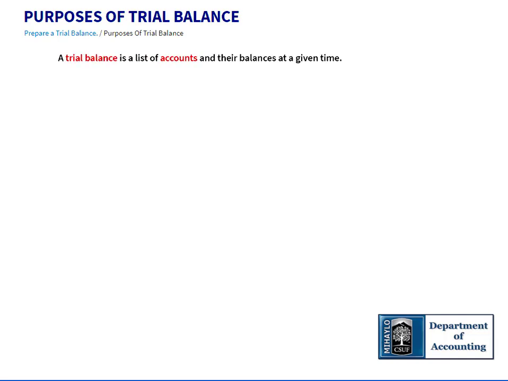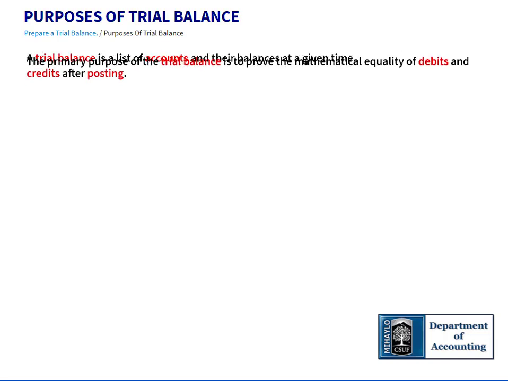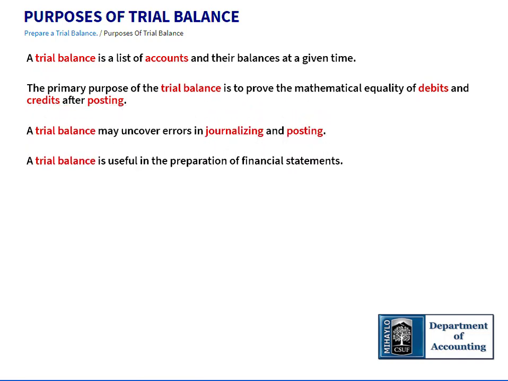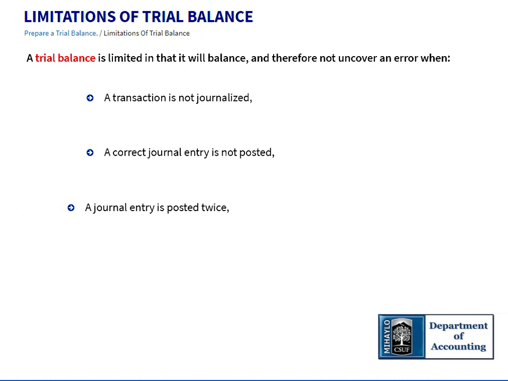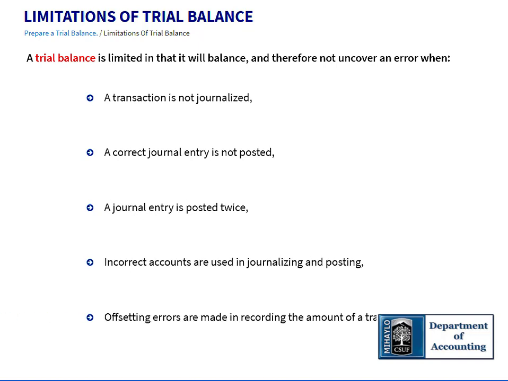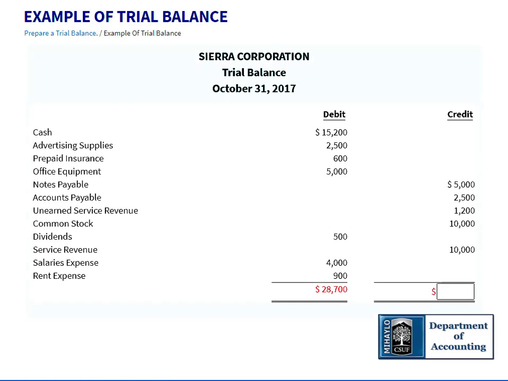A trial balance is a list of accounts and their balances at a given time. A trial balance is limited in that it will balance and therefore not uncover errors when a transaction is not journalized, a correct journal entry is not posted, a journal entry is posted twice, incorrect accounts are used in journalizing and posting, or offsetting errors are made in recording the amount of a transaction. Here is an example of a trial balance.